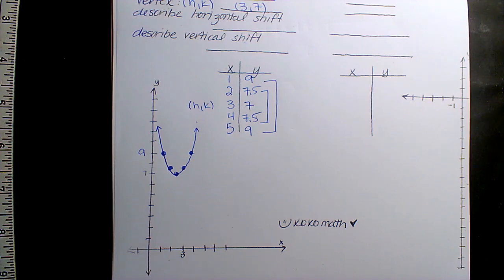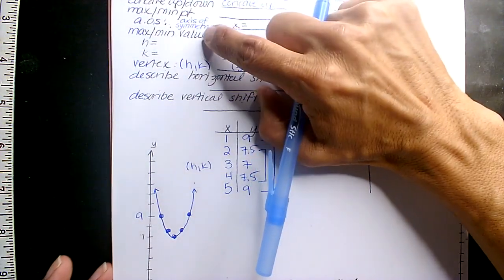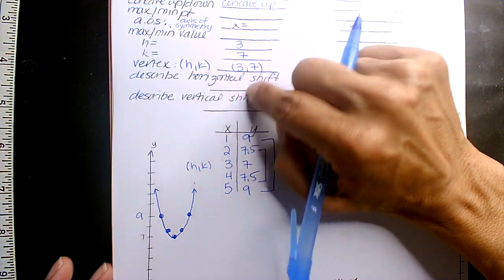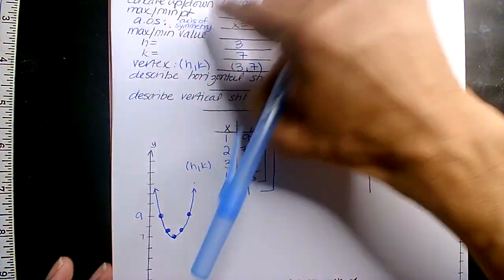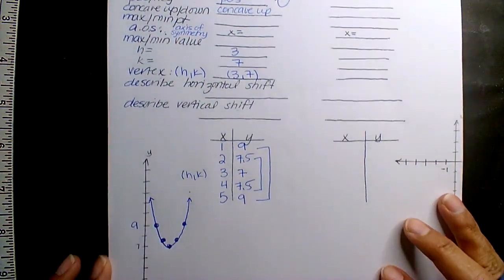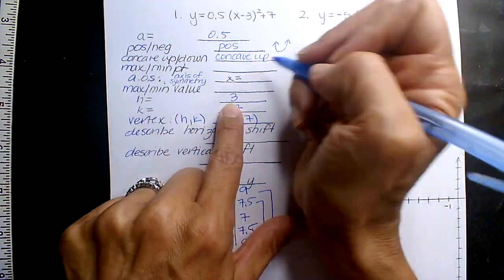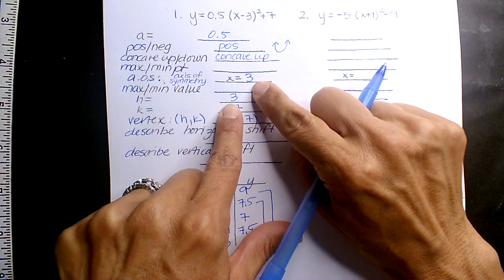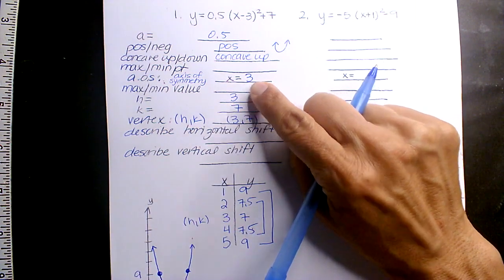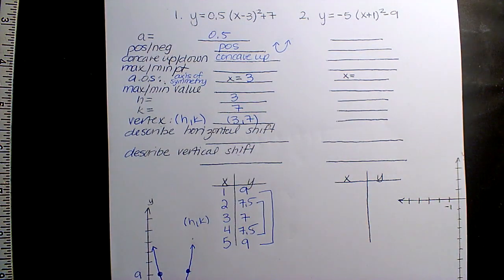All right, so now if we come back to this: axis of symmetry, max/min value, description of the shifts. Axis of symmetry, AOS, is always your H value. So if your H value is 3, it's x equals 3. It's always the same as your H. We're going to get a lot of repetition here. Your H and K just get repeated.